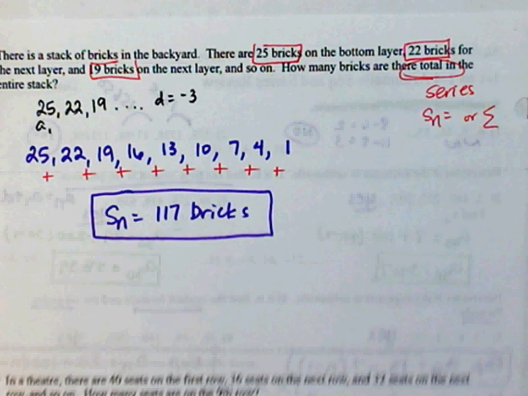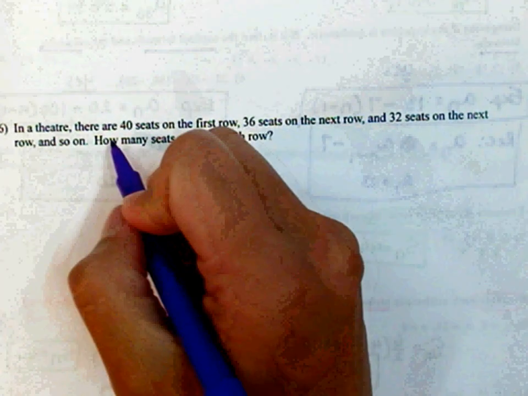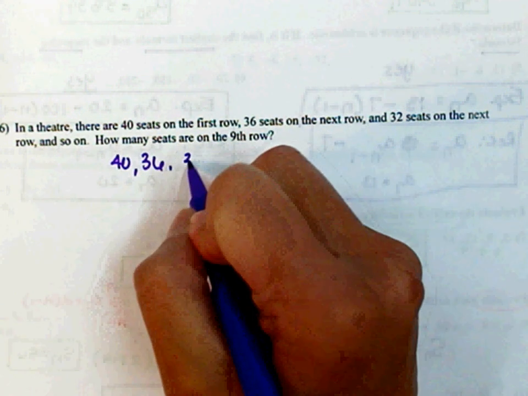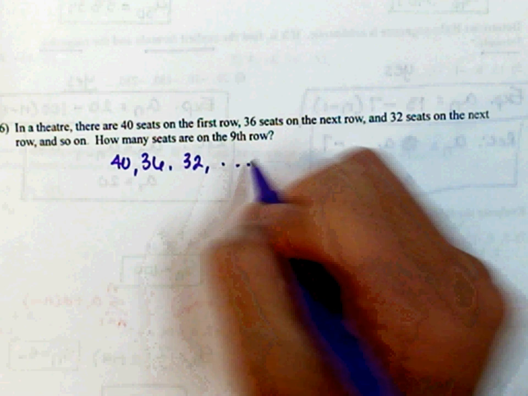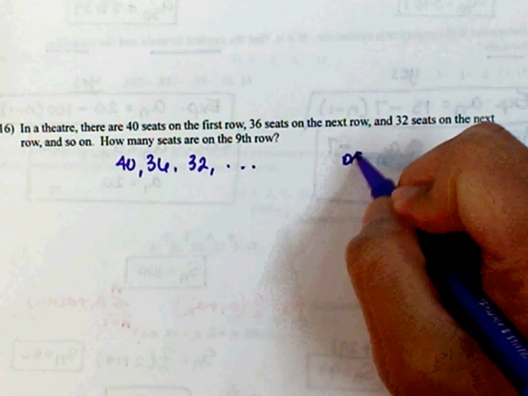All right, let's go to number 16. In the theater, there are 40 seats on the first row. Second one has 36. Next one has 32, and so on. Okay? How many seats are on the ninth row?